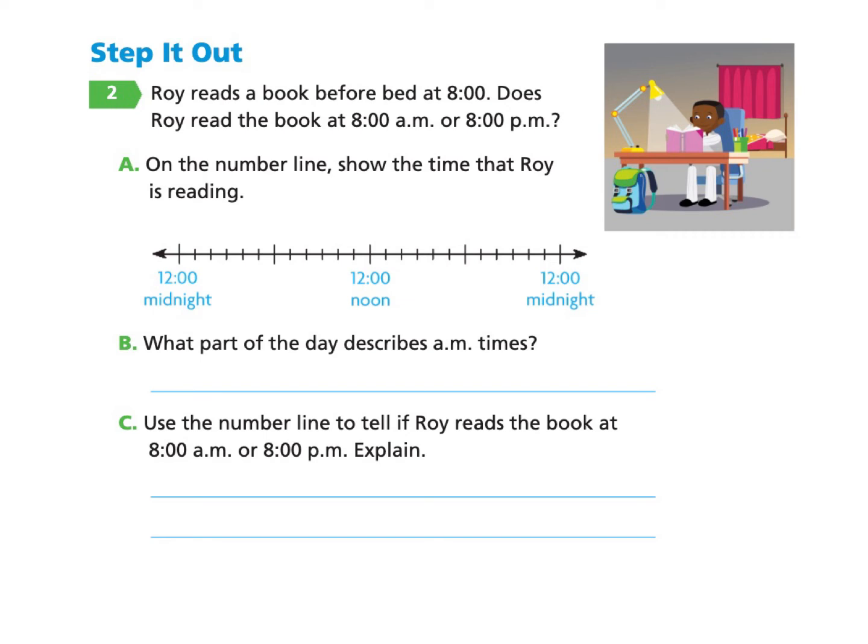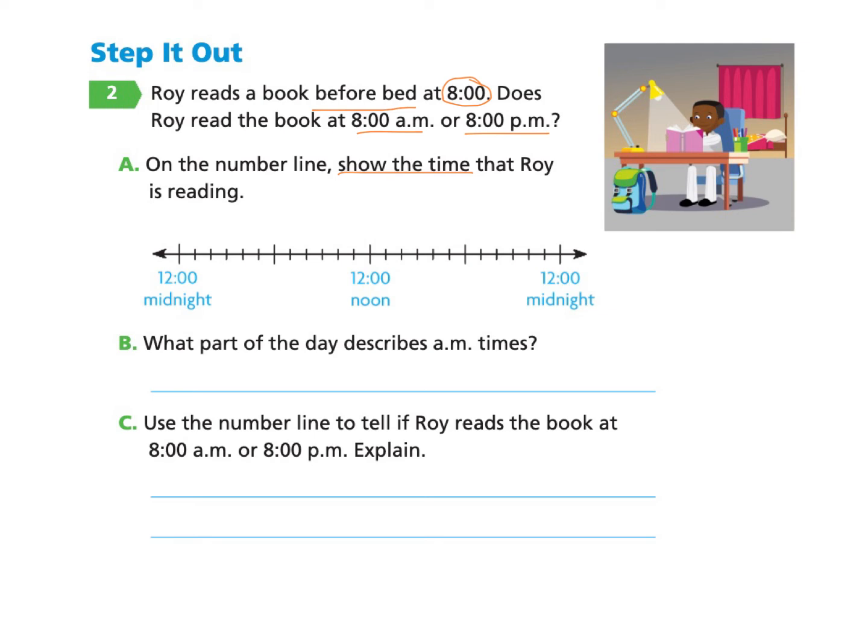Roy reads a book before bed at 8. Does Roy read the book at 8 a.m. or 8 p.m.? Part A. On the number line, show the time that Roy is reading. If you would like to pause and try Part A on your own, you may do so, and then just come back to check your answer. Otherwise, you can follow along with me.